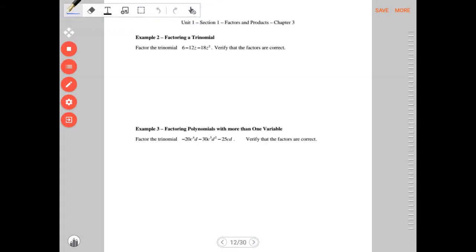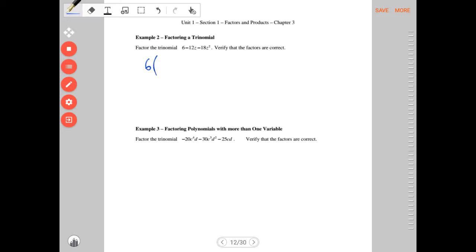Moving on. Okay, so let's use what we've learned to factor this particular trinomial. So I've got a 6, a negative 12, a negative 18. So the biggest number that comes out of all of those is a 6. There's no z's on the 6. There's 1 z on the 12 and 2 z's on the 18. The 6 has no z, so you can't pull a z out. So that 6 is the GCF.